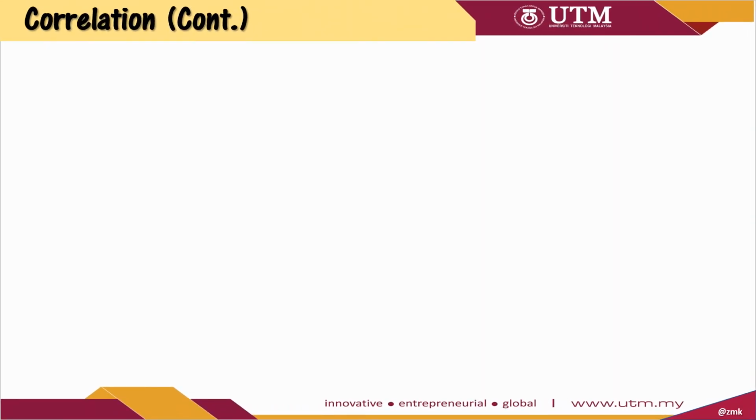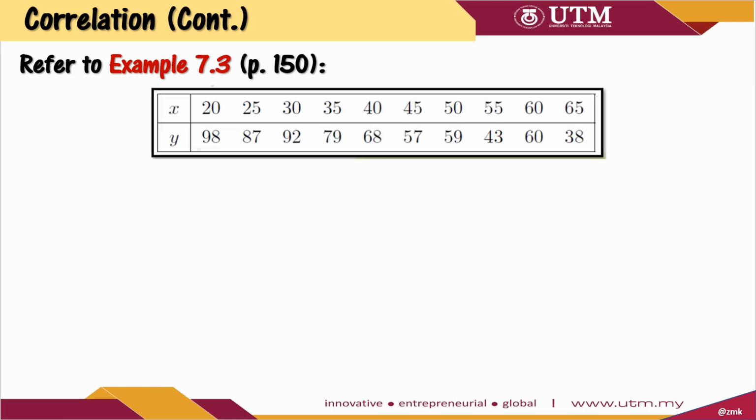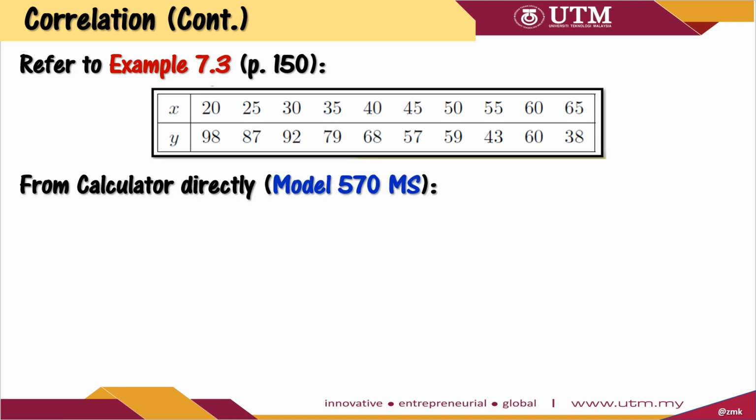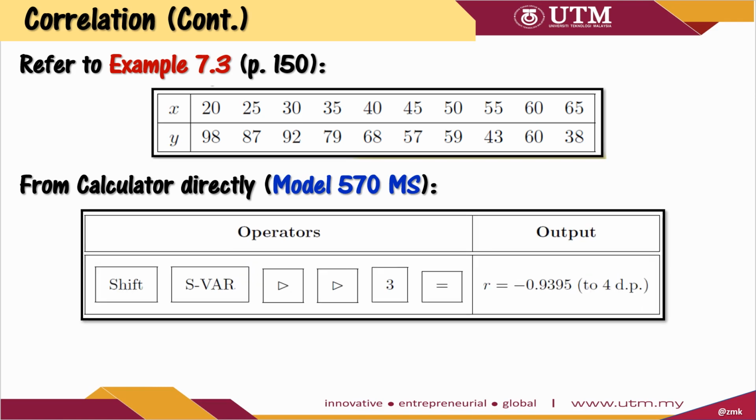You can also obtain the R value directly from your scientific calculator. Please refer to example 7.3 again on page 150 from the Statistics for Engineers textbook, where the sample data were given as follows. After inserting all this sample data into your calculator, for 570 MS model, you can use the following operators to get the value of R given as negative 0.9395, which is correct to 4 decimal places.